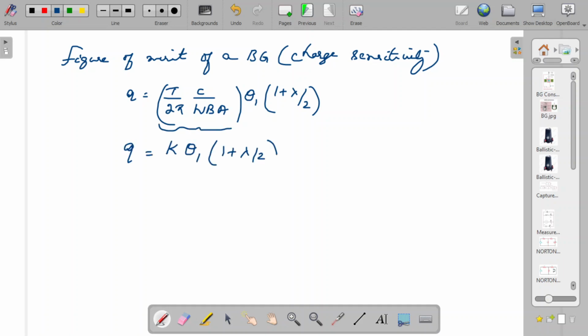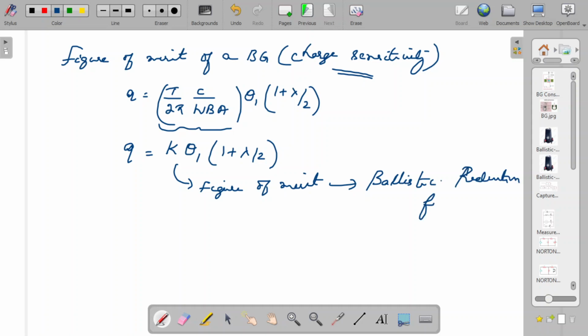And this K is called the figure of merit of a BG. It is very important. Whenever we talk about BG, it is one important aspect we talk about: the figure of merit, or I can say the charge sensitivity. I can also call it by another name, the ballistic reduction factor. All those things are the same.